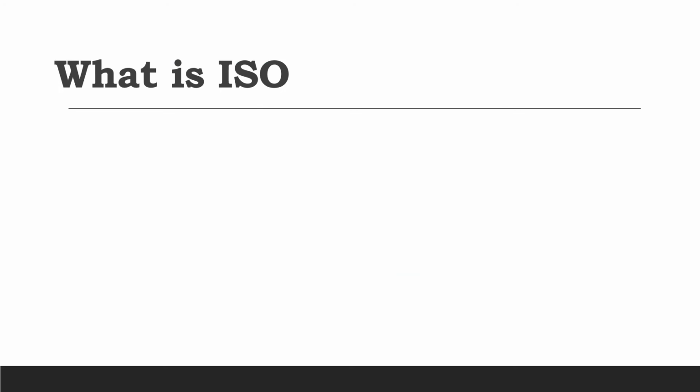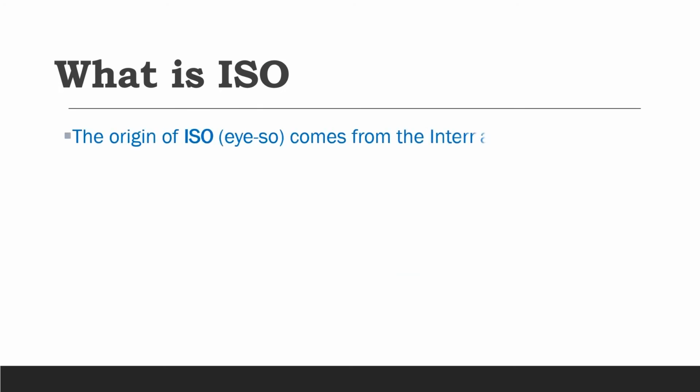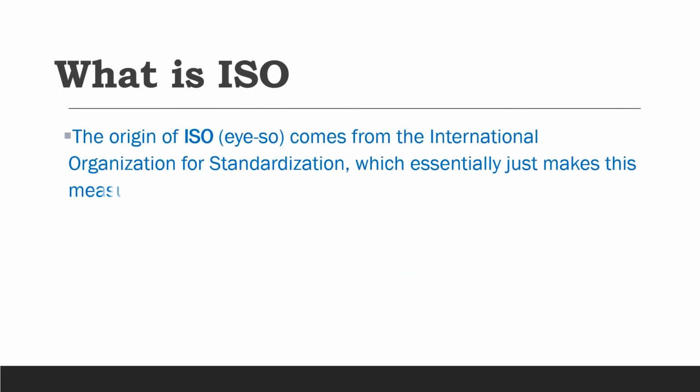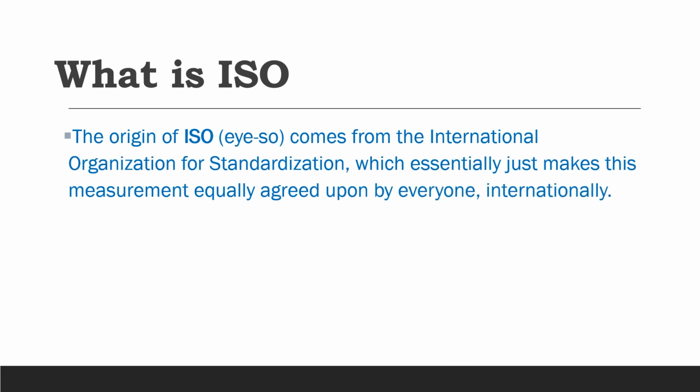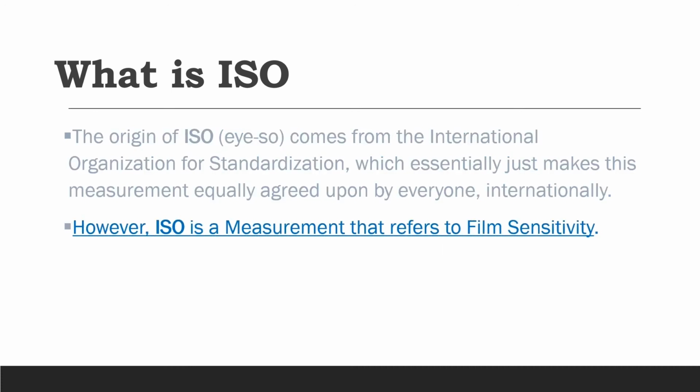So what is ISO? The origin of ISO comes from the International Organization for Standardization, which essentially just makes this measurement equally agreed upon by everyone internationally. But ISO is a measurement that refers to film sensitivity. ISO is not an acronym. It's actually just the word we use to calculate a measurement.